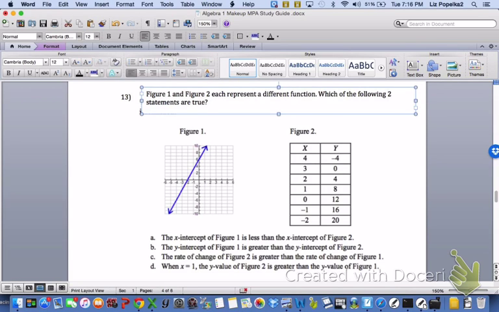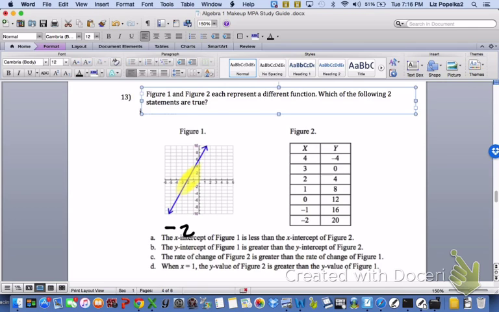So now we've got two different functions in number 13, and we need to figure out which two statements are true about those two functions. So first of all, let's just see. A says the x-intercept of figure 1 is less than the x-intercept of figure 2. Well, let's see if that one's true. So the x-intercept of figure 1 is right there, where it crosses the x-axis. So the x-intercept of figure 1 is a negative 2.